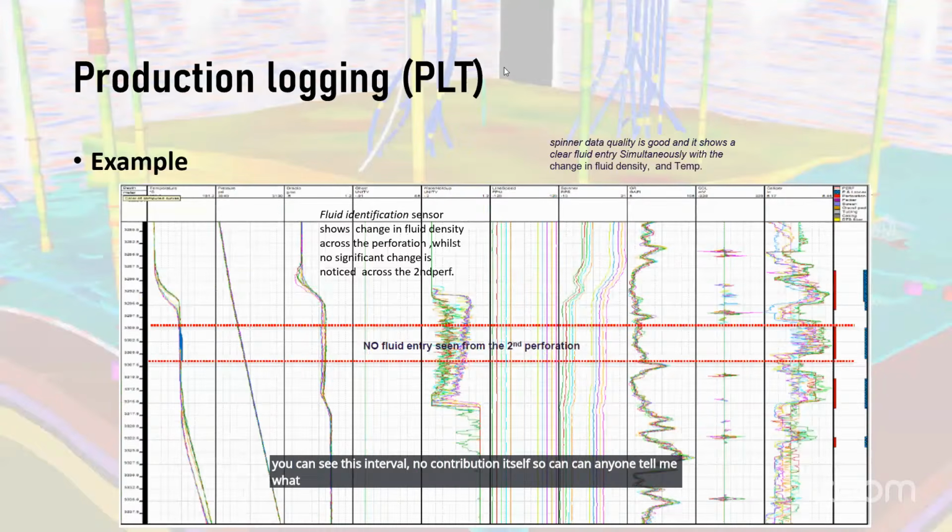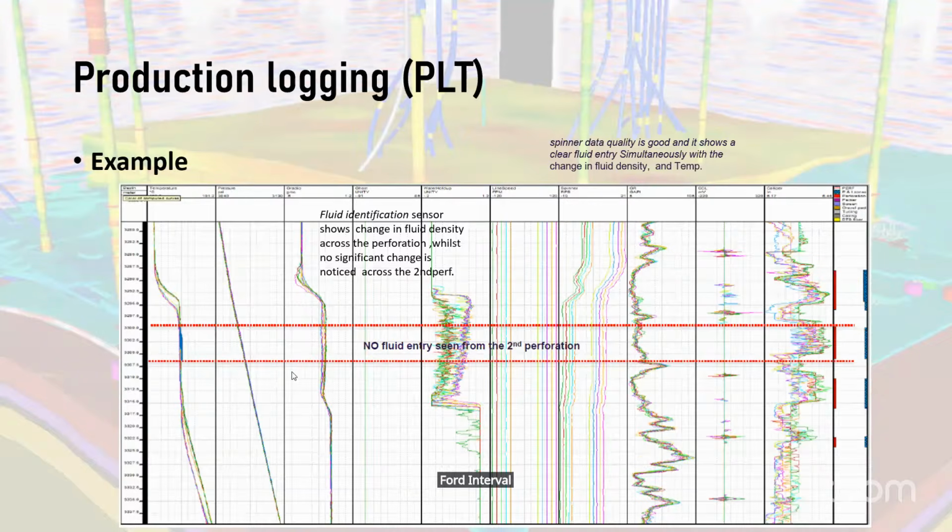So can anyone tell me, what is your decision in that case for this interval? What can be your decision? Can you tell me in the Zoom chat? If this interval that we know is producing oil, or will produce oil, what can we do to make this perforation start to share again?